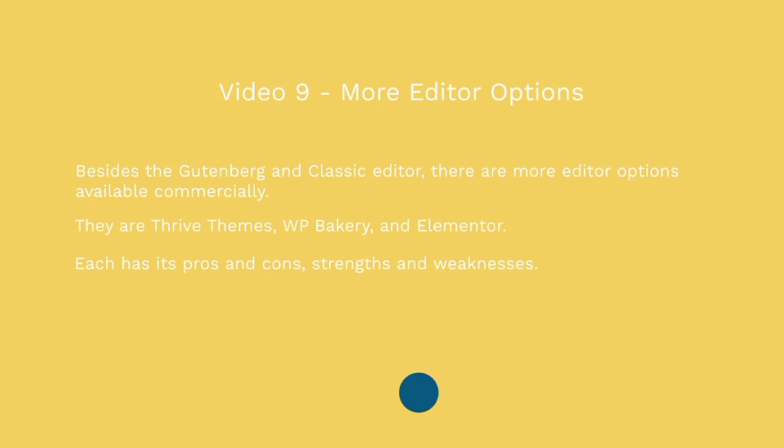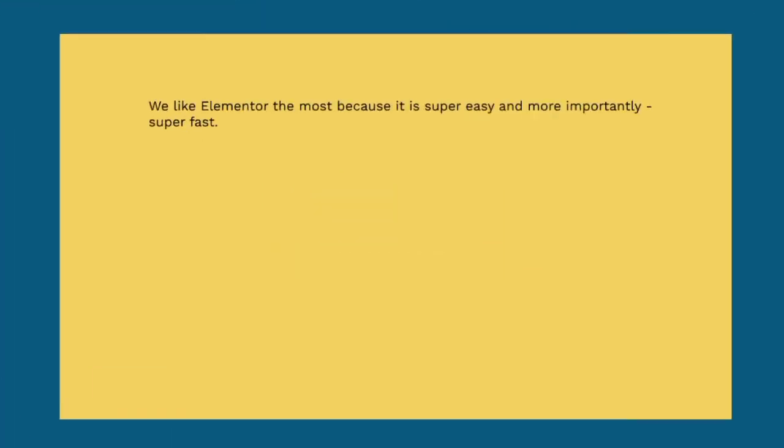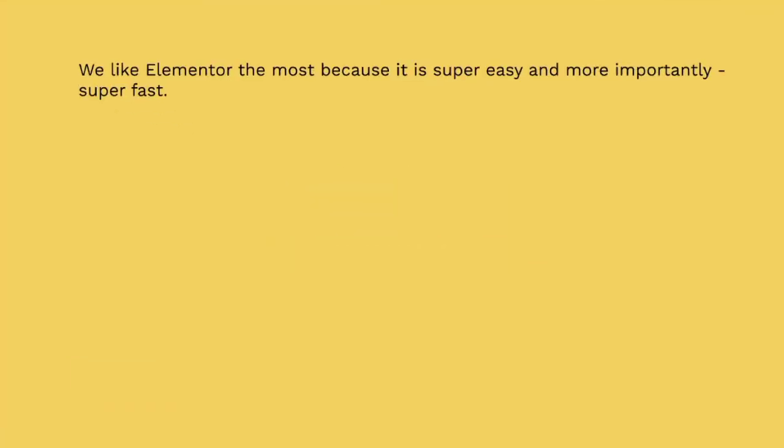So you saw Gutenberg. Most of these are very similar to Gutenberg and they utilize blocks, but they just look a lot nicer and they have a lot more options. That's really the main difference. We like Elementor the most because it's super easy and, more importantly, super fast.